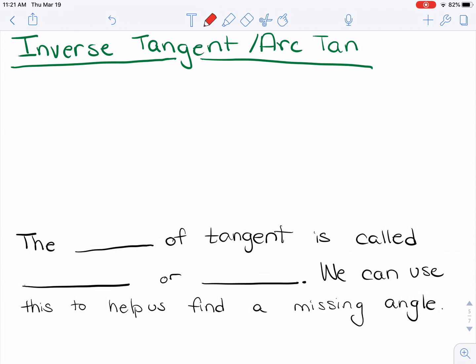Hi everyone. Today we're talking inverse tangent, arctan. So in your notes, go ahead and label them inverse tangent, arctan. I know that probably doesn't mean much to you, but we're going to talk a little bit about that.